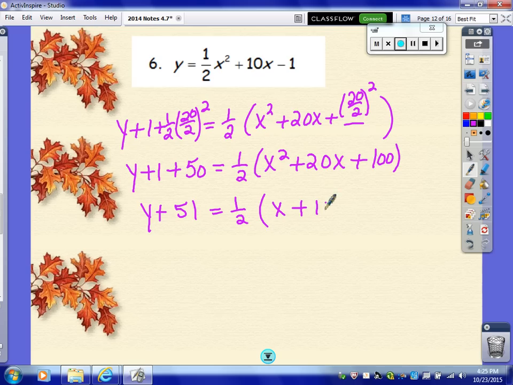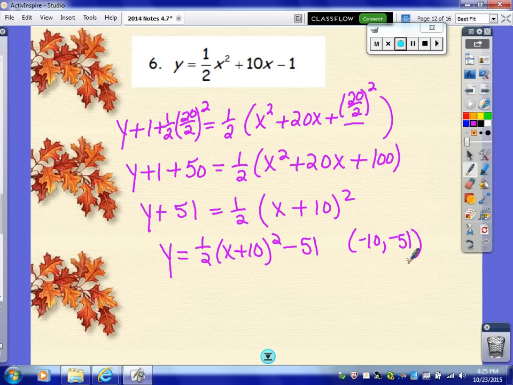x plus 10 squared. All right, and just move the 51. And it's in vertex form. So 1/2 times x plus 10 squared minus 51. And then find your vertex. So my vertex is negative 10, negative 51. All right, so that's completing the square. So if you have any questions, please write them down so you remember to ask them in class as we go over the questions.